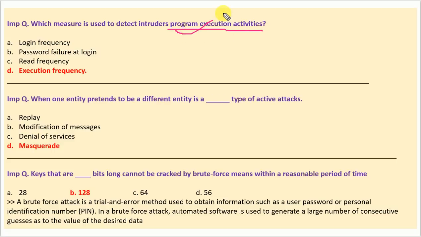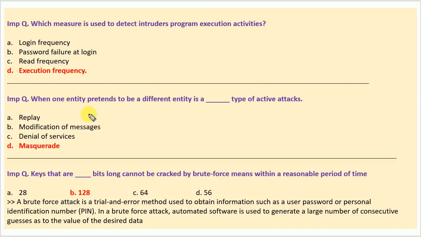So program execution activity can be detected by execution frequency. How fast, and what is the period of time of your execution of a program? By looking into that, we can detect the intruder's program execution activity.